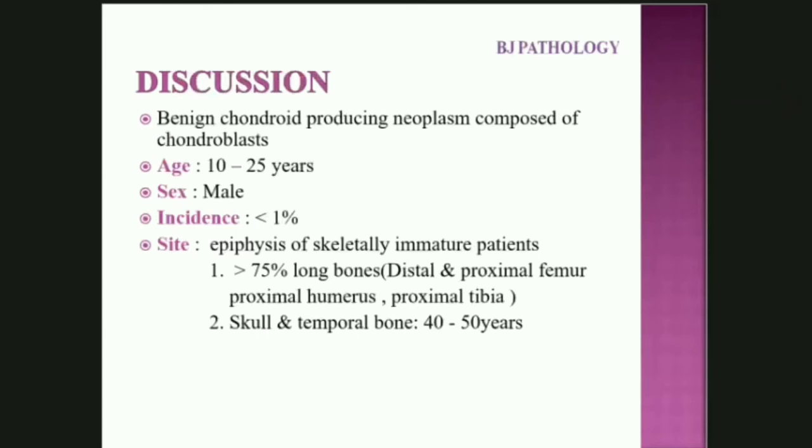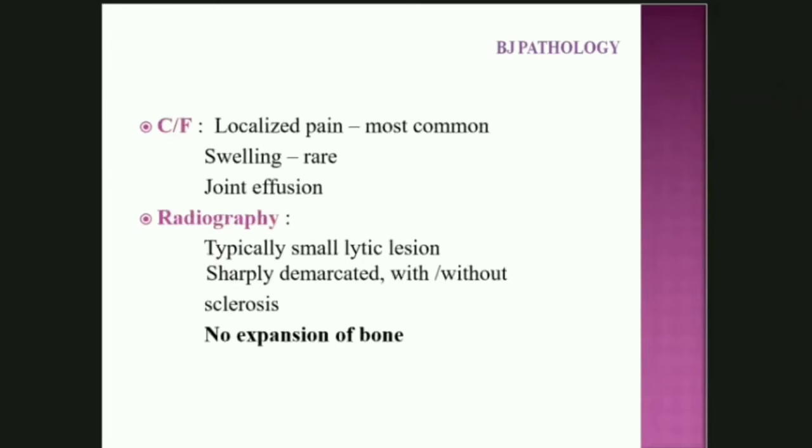So chondroblastoma is basically a benign chondroid producing neoplasm seen in skeletally immature patients. It occurs most commonly in the long bones and particularly the epiphysis. And the most common symptom is pain, though swelling is rare, and they present as a lesion which is sharply demarcated.